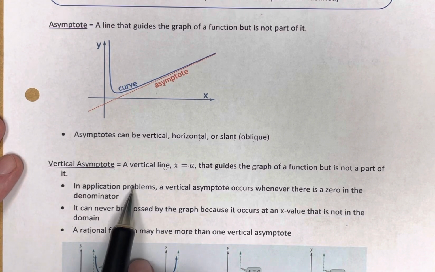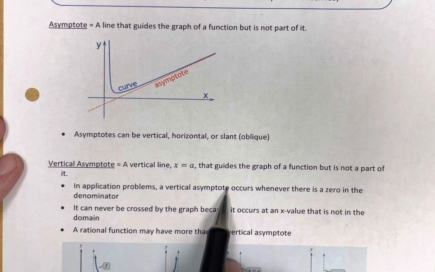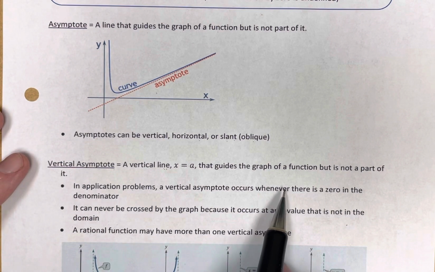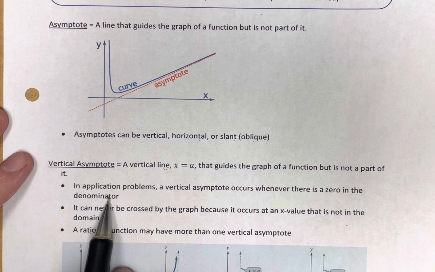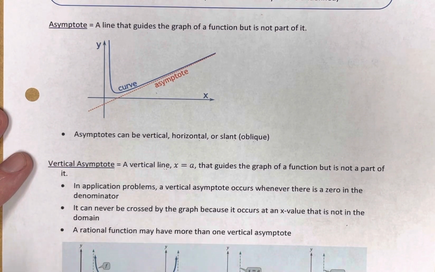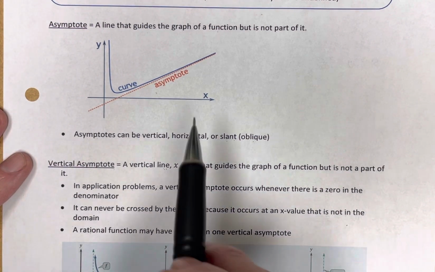In application problems, a vertical asymptote occurs whenever there is a zero in the denominator. We talked about that in our previous lecture, that zeros in the denominator mean that the function is undefined. Well, we're going to have a vertical asymptote there. It can never be crossed by the graph because it occurs at an x value that is not in the domain, that cannot be put into the function. So you can't connect it to a point.